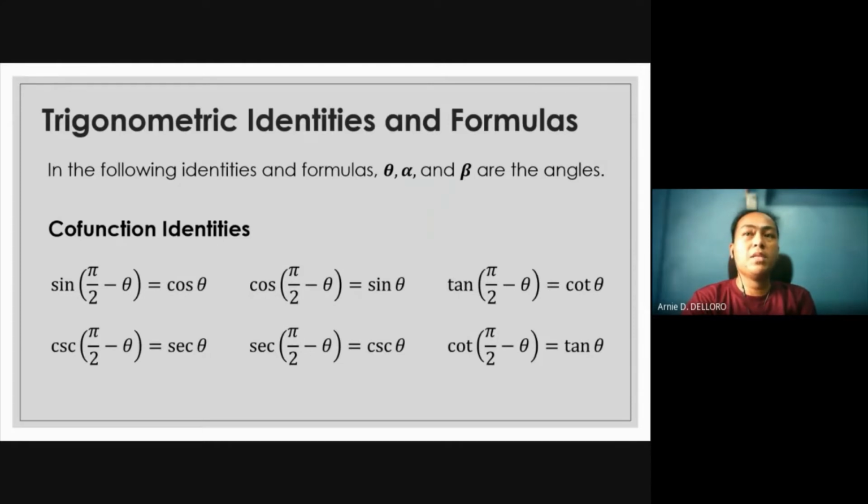Okay? If you notice, since they are co-functions, we have sine and cosine, then we have secant and cosecant, then tangent, and we also have cotangent. That is why they are called co-functions or co-function identities. Okay, so we can actually use this when we are proving.